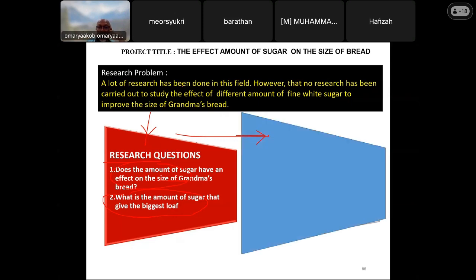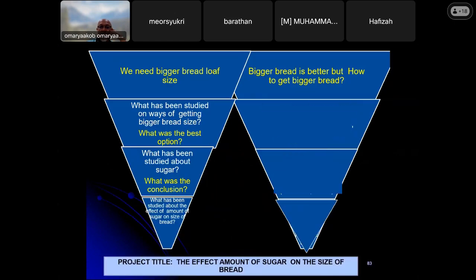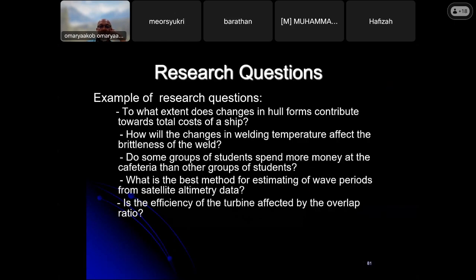So that's why if we go back to this one, what are the research questions? What are the research objectives for each one of them? Can you see number 1? Anybody? To what extent do changes in hull form contribute towards the total cost of the ship? So what is the objective? What is the related objective?